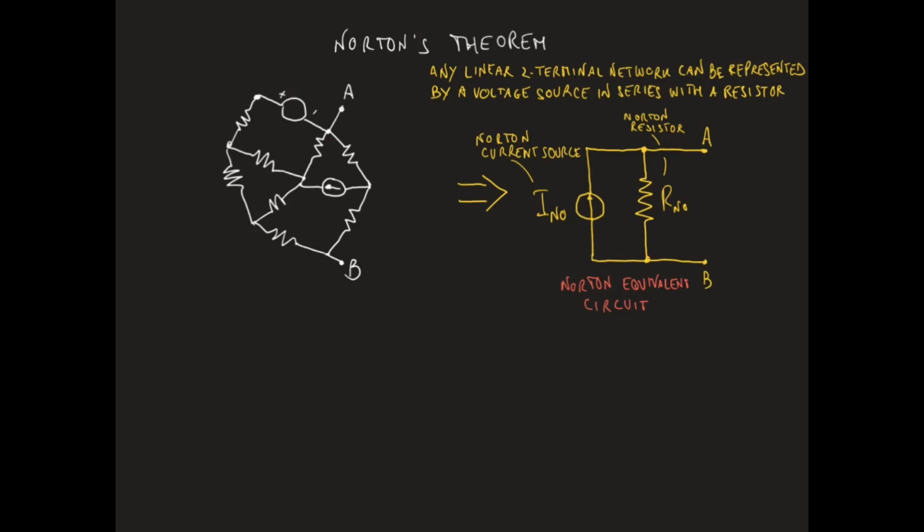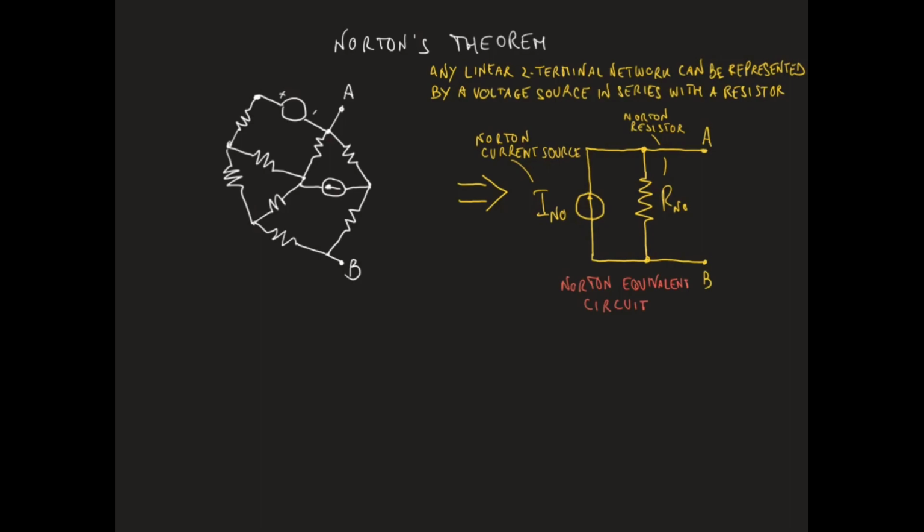The equivalence between the two circuits has to be intended in the same way as for Thevenin's theorem. In particular, if the two circuits are equivalent, it will not be possible to tell the difference between the two just by performing current or voltage measurements between the two nodes A and B of the two circuits.